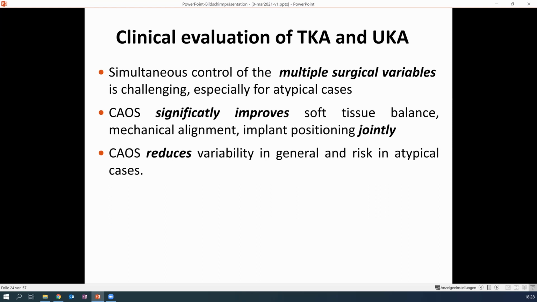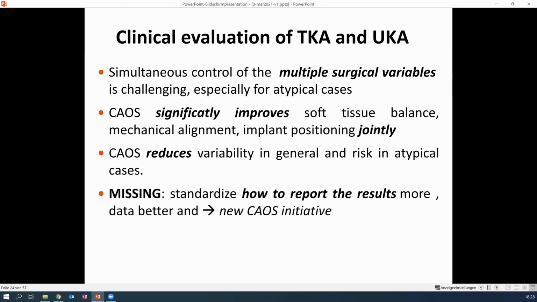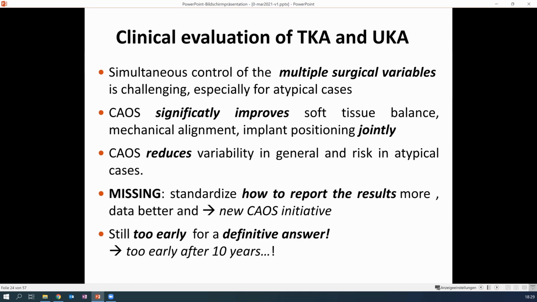What was already clear, and this is one of the big things, is that it does reduce the variability in general and in terms of risk in atypical cases. What is missing? We saw that there was no standardized way of how to report the results. Each paper reports something slightly different, so it becomes a nightmare to really compare apples to apples. So there is a new initiative in the Computer-Aided Orthopedic Surgery Society to develop some of these standards. It's like the ISO standards, a very difficult thing to do. And the conclusion of the paper is that it's too early to say. But wait a second, too early? We've been working on this for 10 or 15 years, so how come it's still too early to say? Well, unfortunately, this is the case.